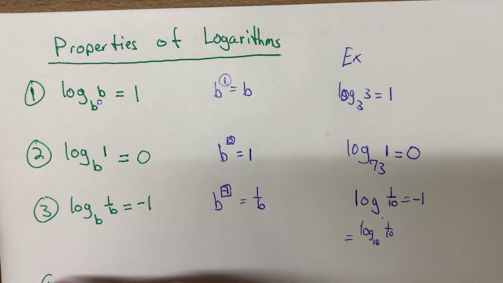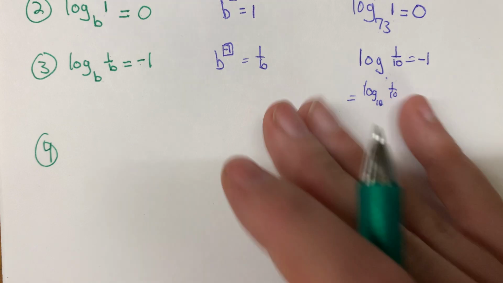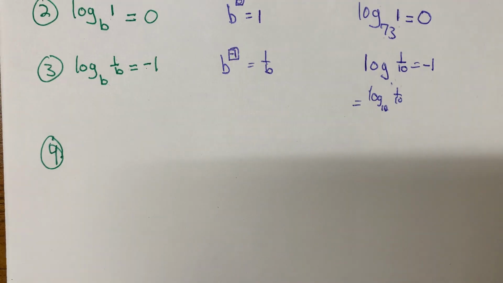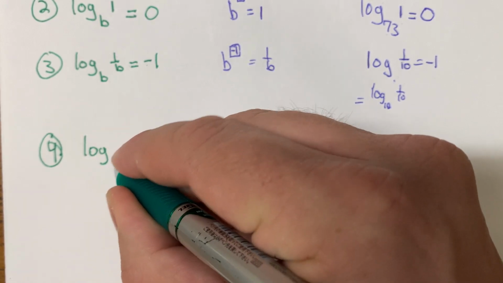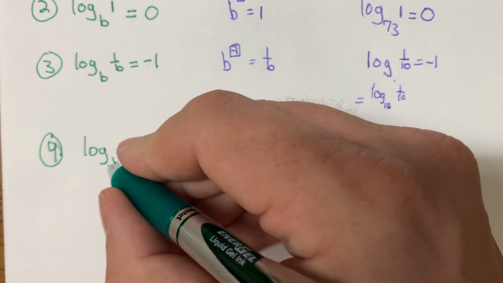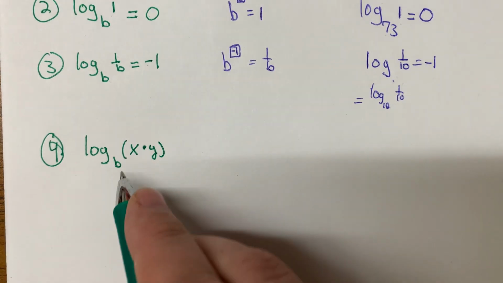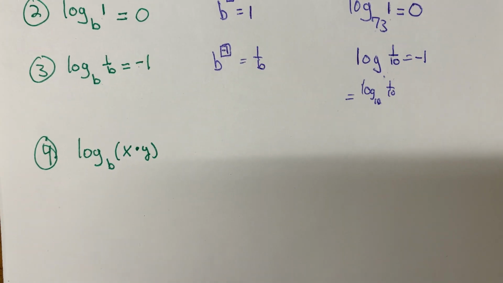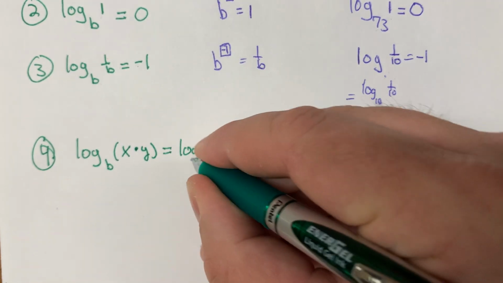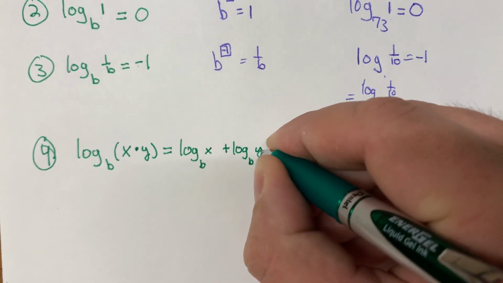Property number 4. And this is where we start getting into some ones that aren't quite so obvious. Log base b of x times y. So you can have any base log, and if you have two things multiplying, we can split this up into log base b of x plus log base b of y.